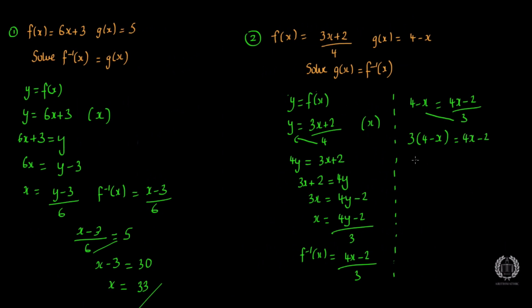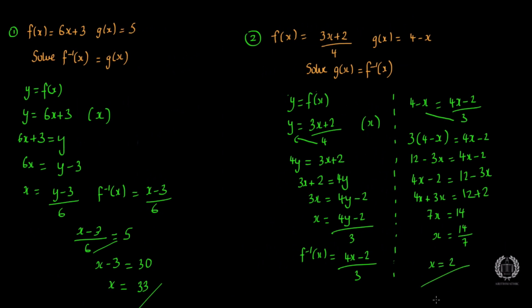Now we can expand this, so 3 times 4 is 12, 3 times minus x is minus 3x, equals 4x minus 2. Now because we want to find x, again, you can do this in one line, but I'm just showing you in a way where it doesn't confuse you. So 4x minus 2 equals 12 minus 3x. So if you bring 3x to the other side, you have plus 3x, and then 12 stays here. Now bring the minus 2 to the other side, plus 2. This becomes 7x, and this becomes 14. So x equals 14 divided by 7. So that is basically 2. And that's pretty much the answer for this one.